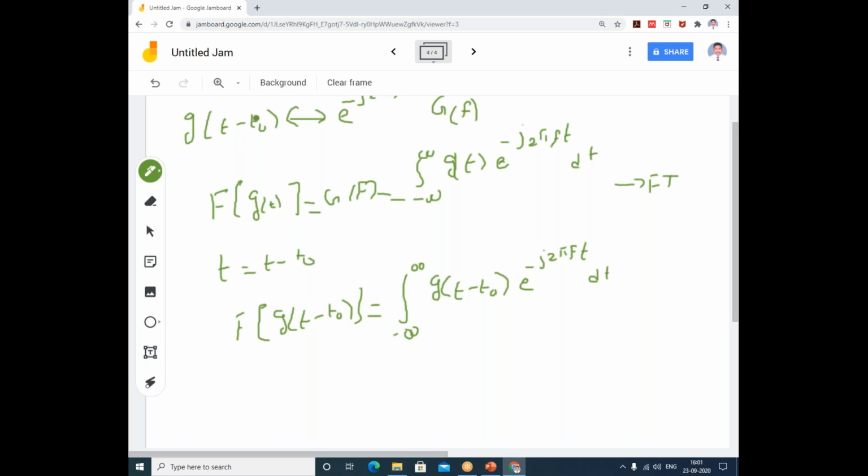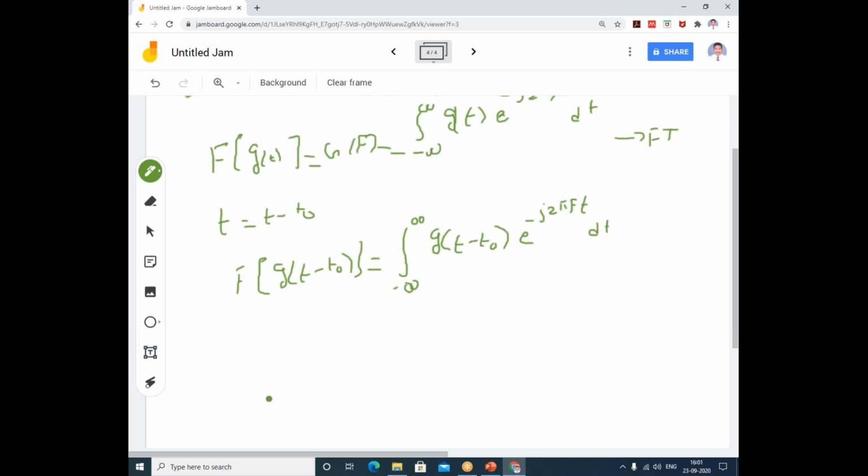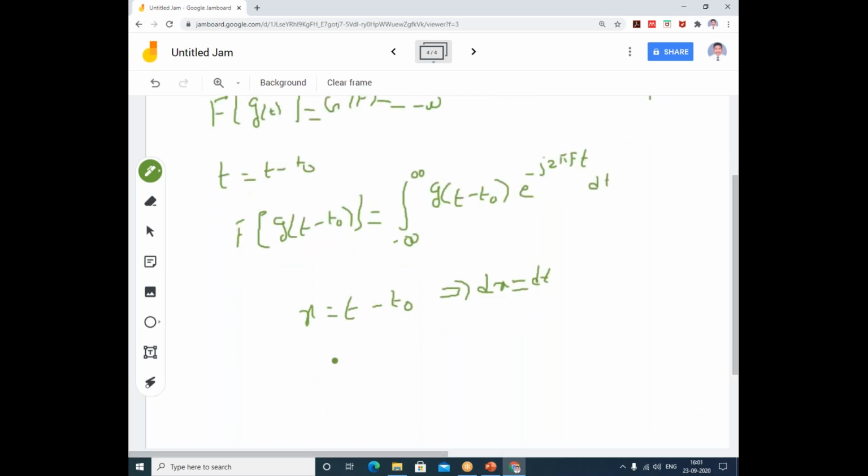So I am going to write the Fourier transform of only this one. Now I am going to assume let x equal to t minus t naught. Assume that this t naught is a shift, which is a constant. From this I can write dx equal to dt.